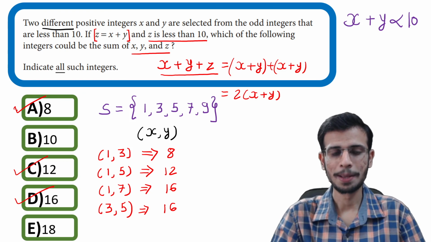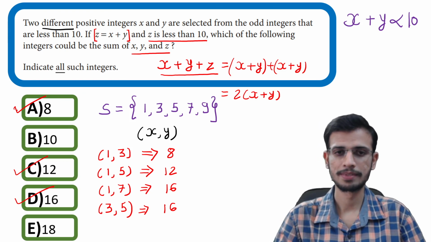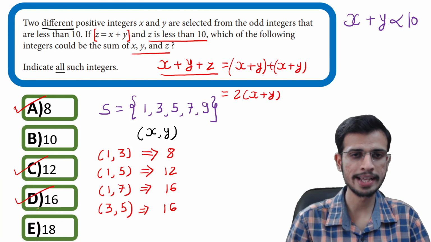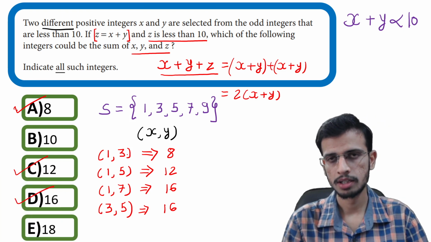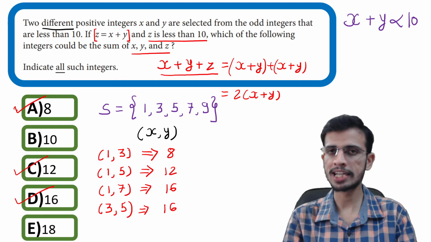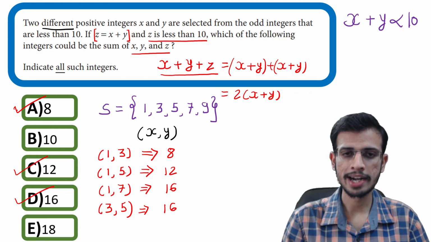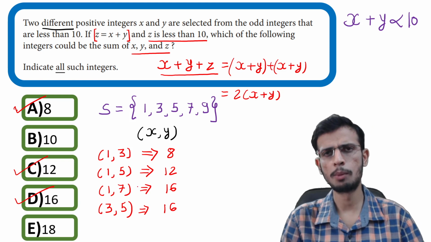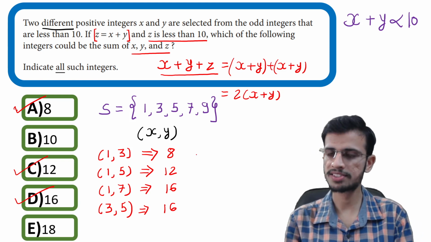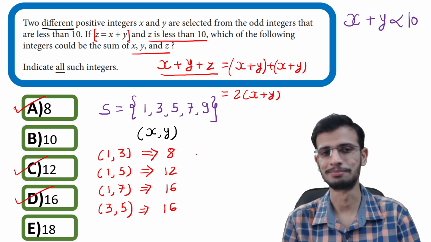Yes, B and D are not correct. If you take the reverse of this, if you take 3, 1, that will be a different pair, but it will give you the same result. And you can just write 5,1, 7,1 and 5,3, but ultimately the sum will be the same and we just want to find the sum.